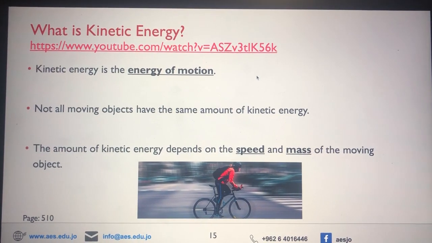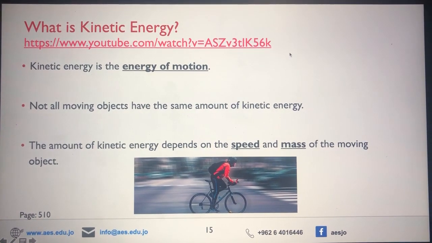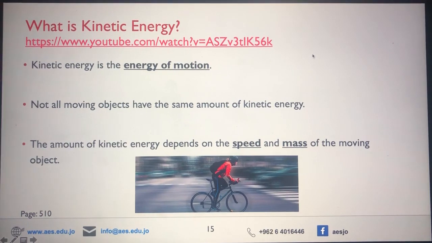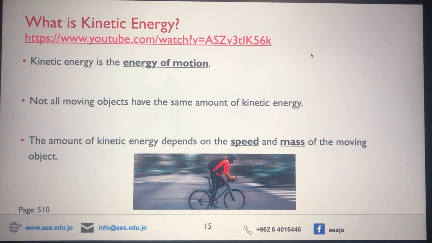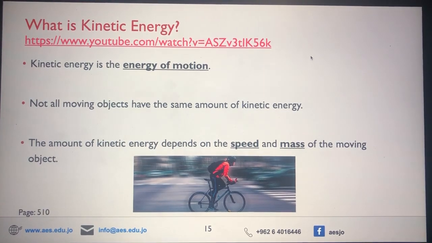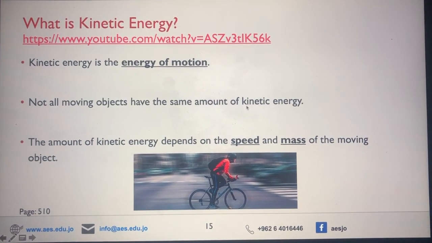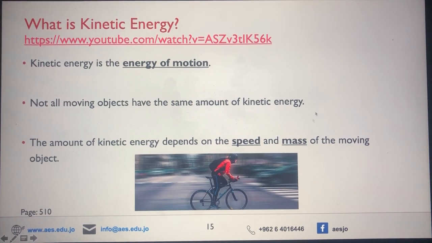The second type of energy we'll talk about is the kinetic energy. Watch the video in the link below. Now, we know that kinetic energy is the energy of motion. However, not all moving objects have the same amount of kinetic energy. We have two factors that affect kinetic energy, which is speed and mass.